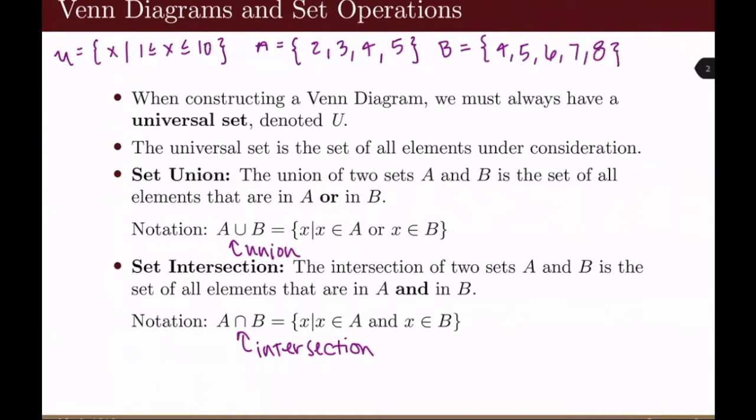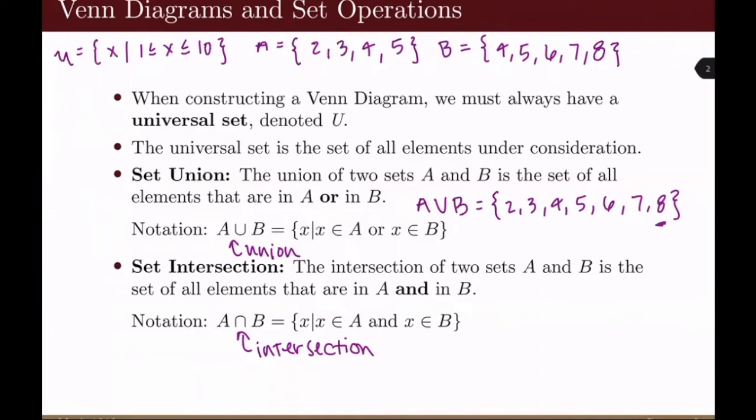Then for union, A union B is all the elements that are in A or in B or in both sets. So we have 2, 3, 4, 5, 6, 7, 8. Because every single one of these elements is in either A or B. So even though, say, the number 8 is not in A, it is in B. So it is in their union.